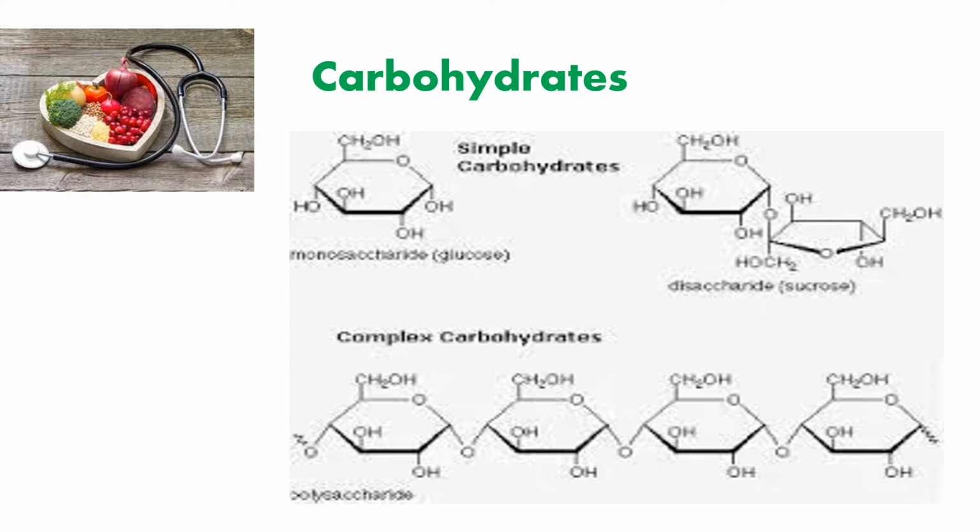What we eat as table sugar is a disaccharide, meaning it's two sugars joined together. Before the body can actually utilize it, this bond has to be broken so that it can be glucose. And then again, these complex carbohydrates are the starches that are found in pastas, breads, rice, cereals, and in starchy vegetables such as potatoes, sweet potatoes, and yams.